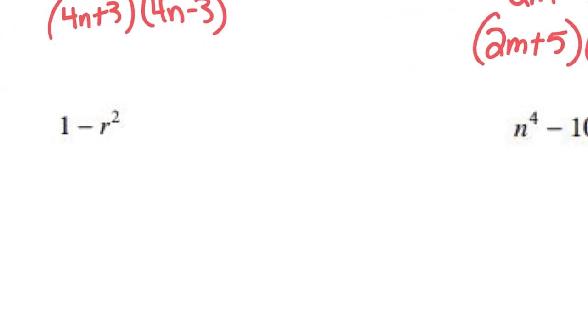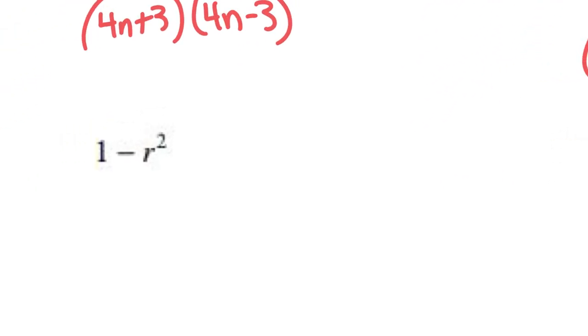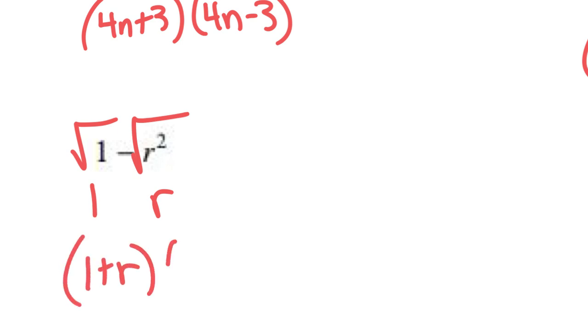All right, a couple more. Same deal here. Let's check these. So the square root of 1 is 1. The square root of r squared, it's even, so it's going to be just r. Both of those were perfect, so we can do that as 1 plus r and 1 minus r.